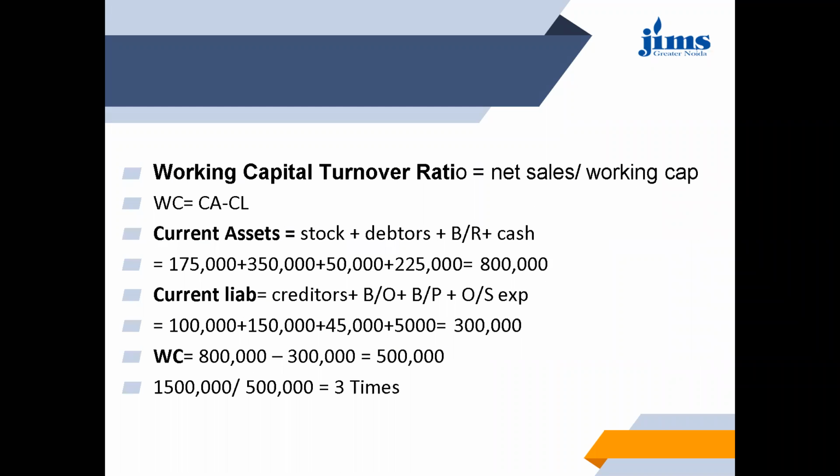Now next is working capital turnover ratio. Working capital turnover ratio is the relationship between net sales and the working capital of the firm. Working capital is the difference between current assets and the current liabilities of the firm. Current assets we have already calculated, that is 8 lakh. Current liabilities also is 3 lakh. So we'll deduct the current assets with the current liabilities, that is 5 lakh. So net sales 15 lakh divided by 5 lakh would be 3 times. So working capital turnover ratio is 3 times.